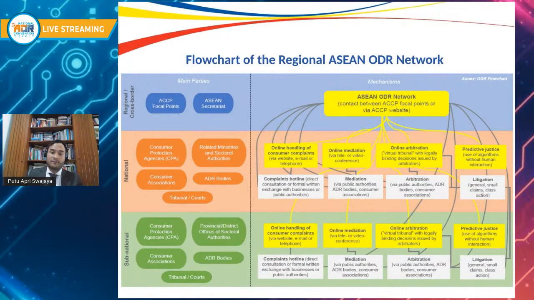The white boxes refer to traditional ADR with bricks and mortar setup, slowly being converted into online dispute resolution represented by the yellow boxes. This is an ongoing process happening in all AMS with different numbers of yellow and white boxes. The aim is eventually to convert the white boxes into yellow and eventually linked by the large yellow boxes in the blue regional panel. Next slide, please.